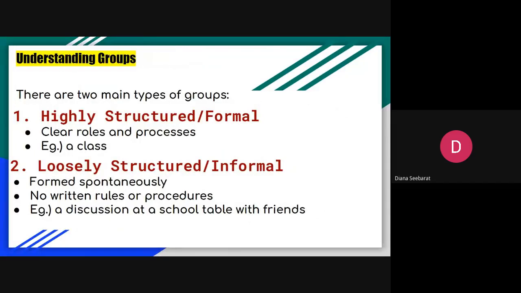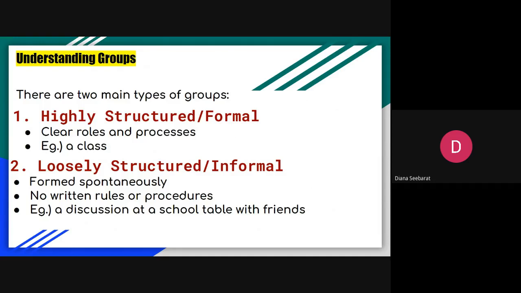So the first heading is understanding groups. There are two main types of groups, the first one being highly structured. In this type of group, there are clear roles and processes, and an example is a class. So in a class, the leader would be the lecturer, and the group members would be the students. And as we all know, we have to follow certain rules and processes in a classroom setting.